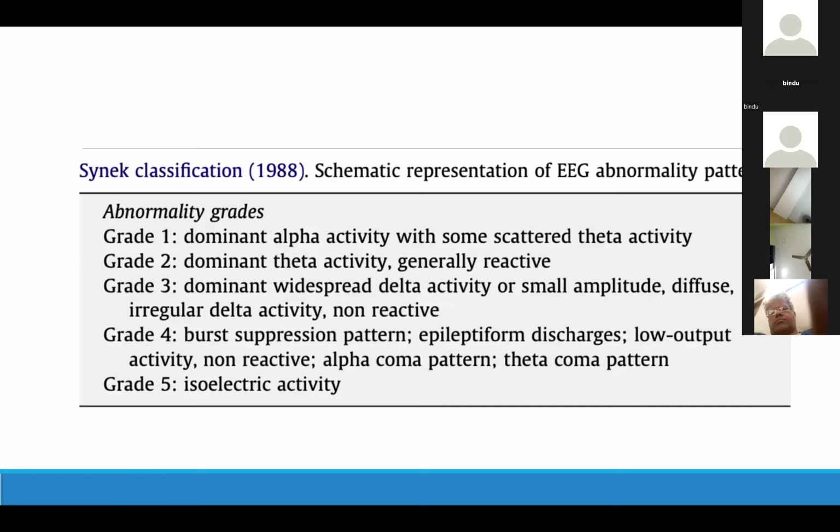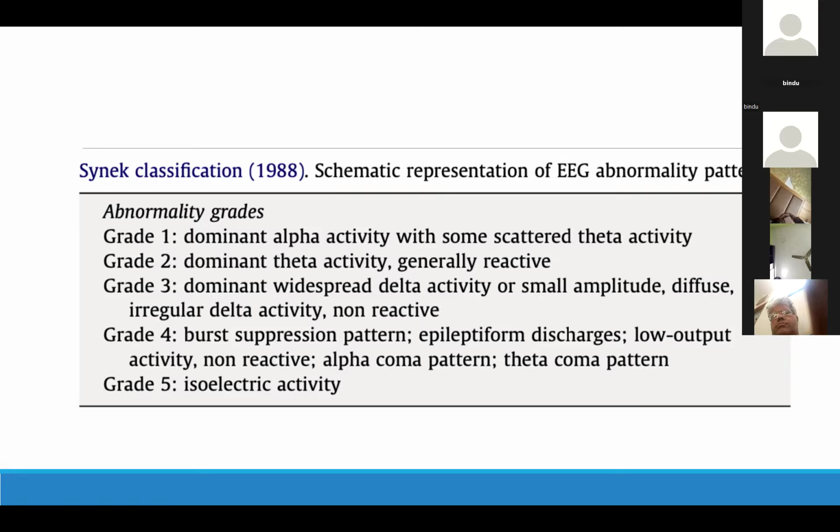In 1988, Synek classified EEG in encephalopathy into the following grades. Grade 1, dominant alpha activity with some scattered theta activity. Grade 2, dominant theta activity, generally reactive. Grade 3, dominant widespread delta activity or small amplitude diffuse irregular delta activity, usually non-reactive. Grade 4, characterized by burst suppression pattern and epileptiform discharges, low output activity, and is non-reactive, and can have alpha coma pattern and theta coma pattern. Grade 5, isoelectric activity.